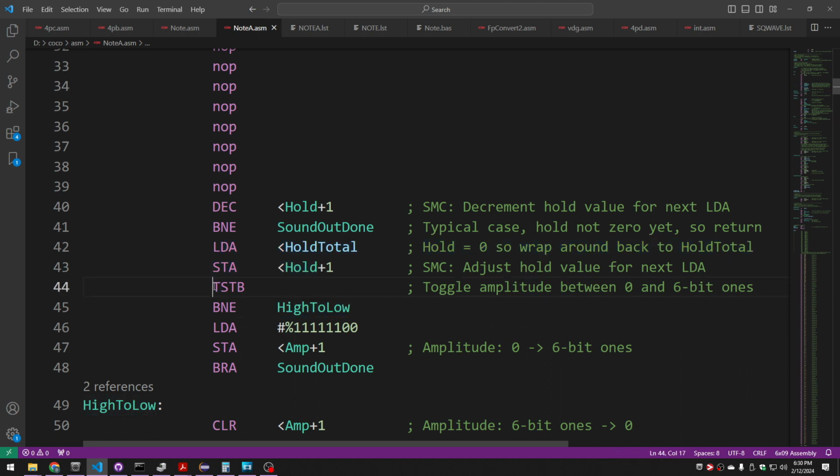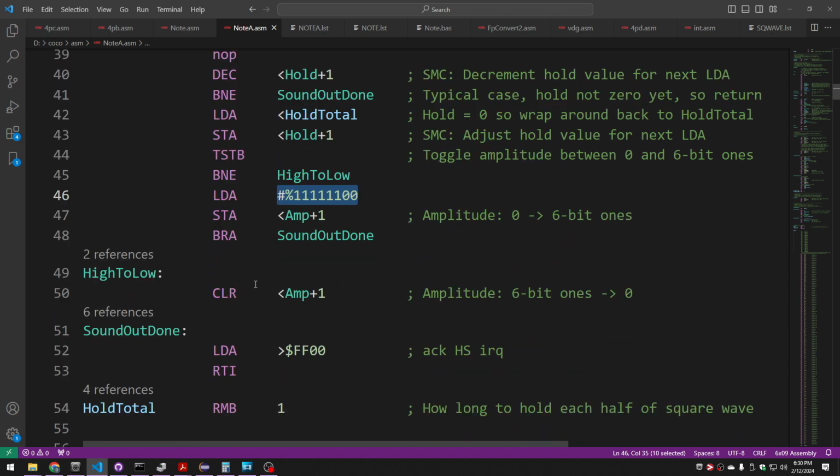If we were sending a low amplitude out to the DAC, we're going to now switch and write it to be a high amplitude. But if we were a high amplitude, then this will clear it out to become a low amplitude. So in short, this code is the code that switches our square wave between high, low, high, low, high, low.